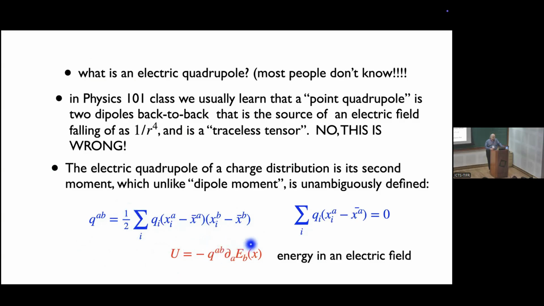The importance of the quadrupole will not be in the electric field it produces at large distances. It'll be in how it couples to the local electric field. A monopole couples to the local electric potential, a dipole couples to the local electric field, a quadrupole couples to the local symmetric gradient of the electric field.